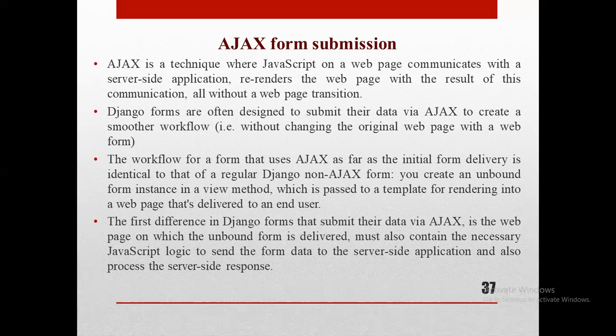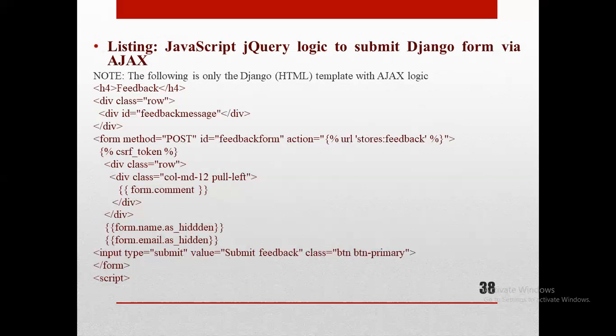So the first difference in Django forms that submit their data via Ajax is the web page on which the unbound form is delivered. It must also contain the necessary JavaScript logic to send the form data to the server-side application and also process the server-side response. Here you can see this JavaScript jQuery logic to submit a Django form via Ajax.